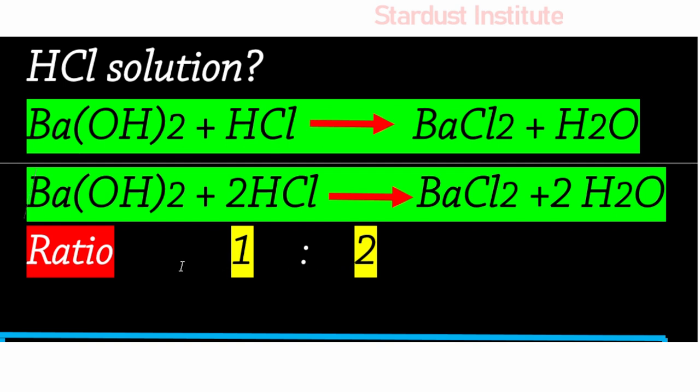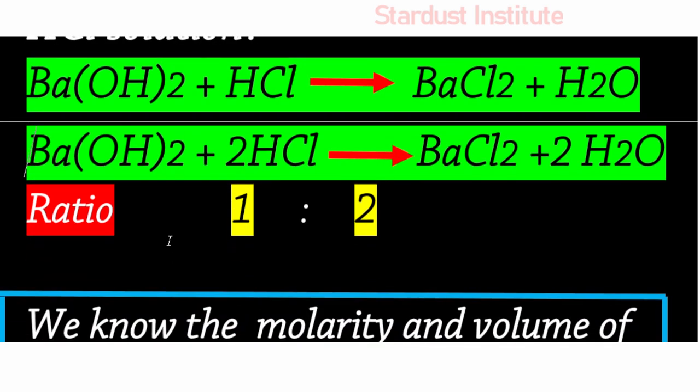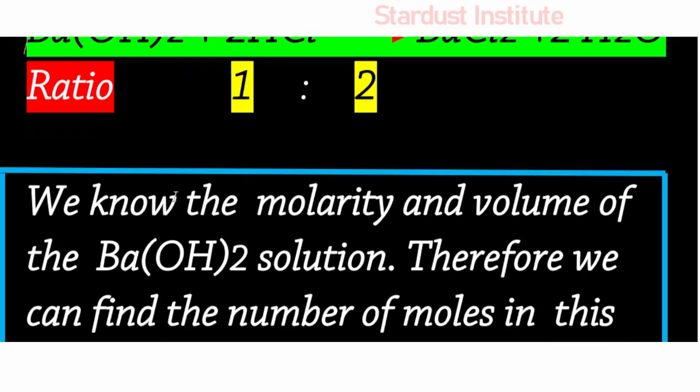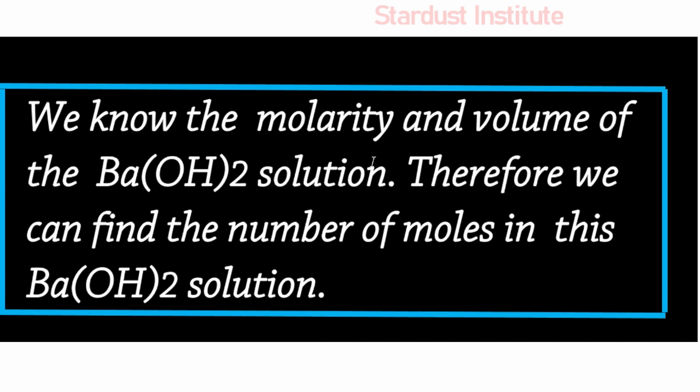Ratio according to the balanced chemical equation, you can see the ratio: to react with 1 mole of barium hydroxide, 2 moles of HCl are required. In the same way, to react with 2 moles of HCl, 1 mole of barium hydroxide is required. We know the molarity and volume of the barium hydroxide solution. Therefore, we can find the number of moles in barium hydroxide solution.